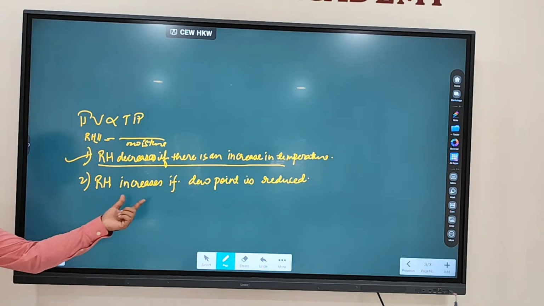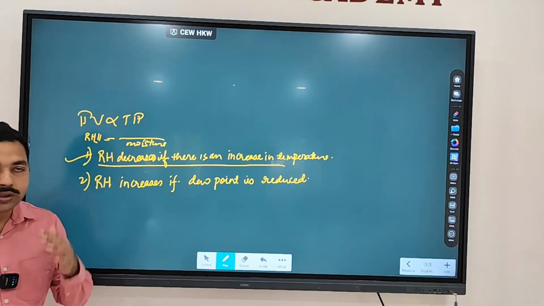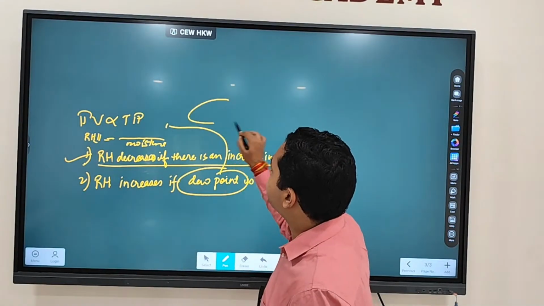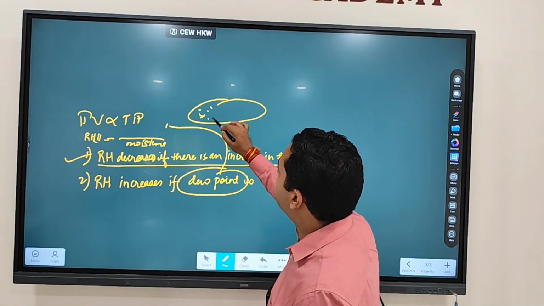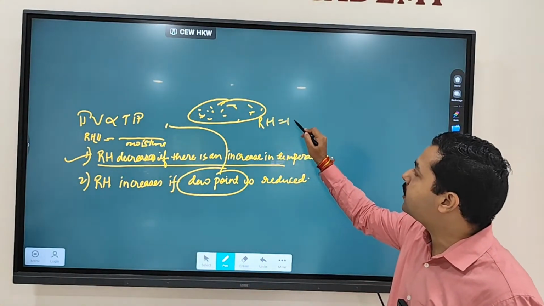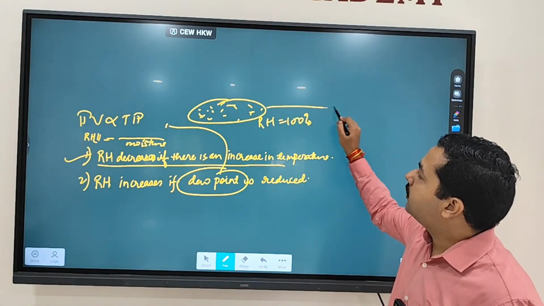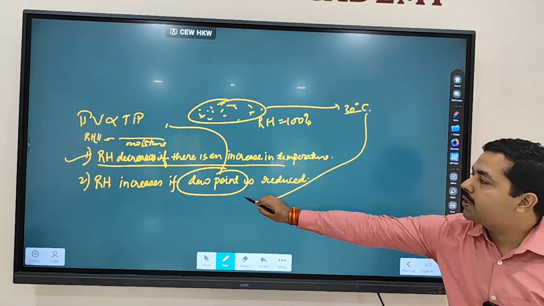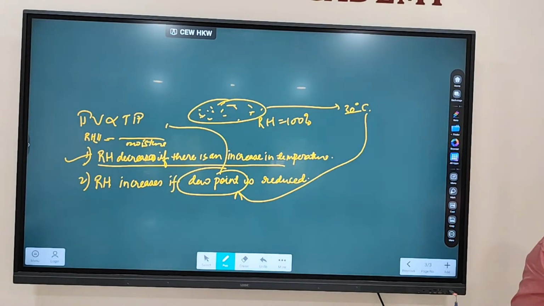Second, relative humidity increases if dew point is reduced. What is dew point? The point at which air becomes saturated. So relative humidity is 100%, and it is happening at a certain temperature, say 30 degrees Celsius. So this temperature is referred to as the dew point. The temperature at which air becomes saturated is referred to as the dew point.